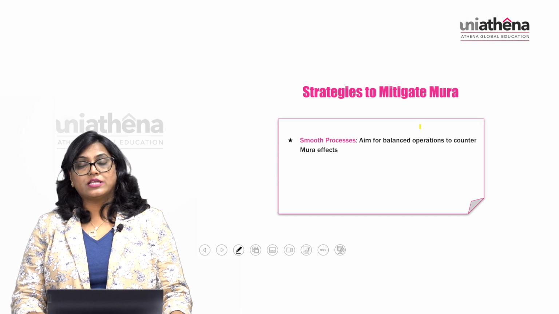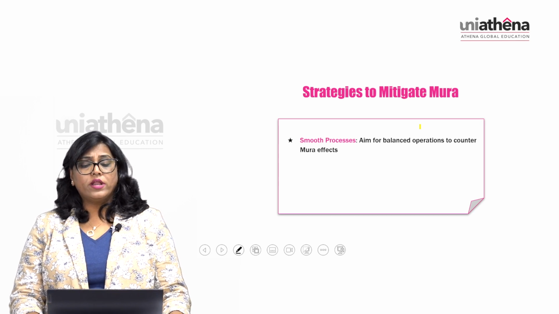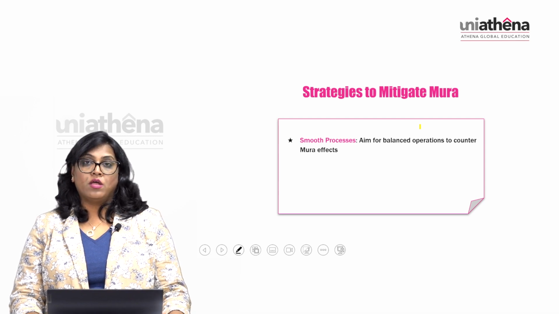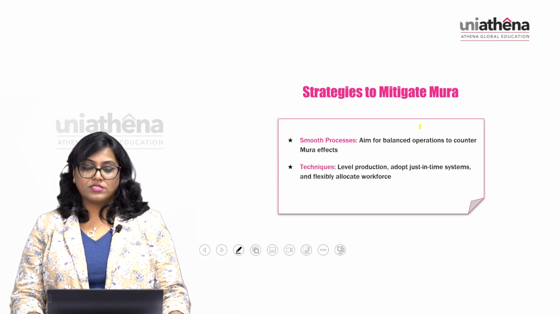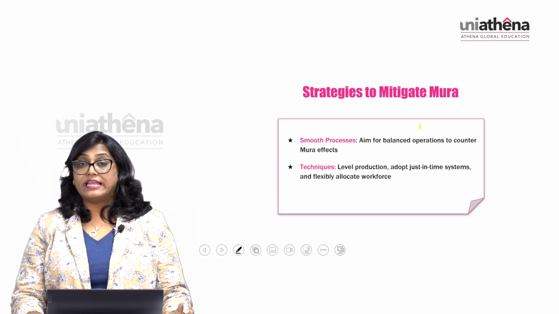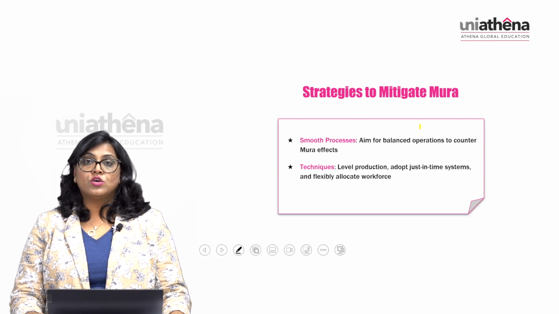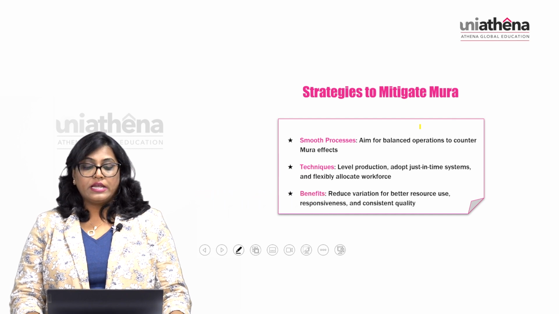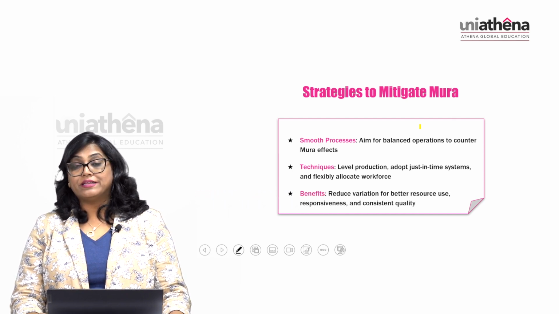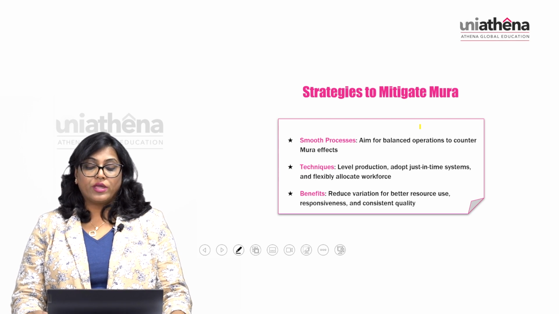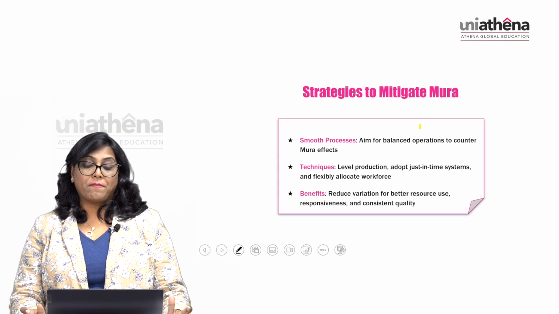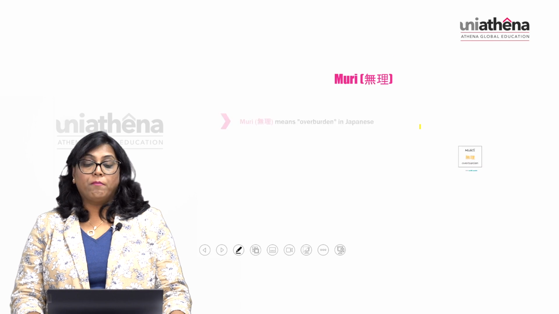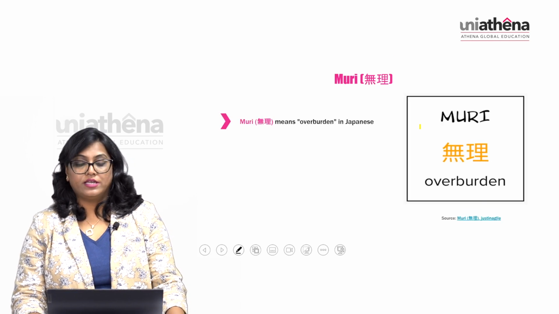What are the various strategies that are used to mitigate this Mura? One is a smooth process. Make sure all your operations are balanced out in the right way so that you can counteract these Mura effects. You also make sure that you're ready with techniques where you have level production, you adopt a just-in-time system, and you flexibly allocate workforce. Next, we look at the various ways it can bring benefits. Reduce the variation so that you can use the resources in a maximum manner, be responsive, and consistently there is quality.